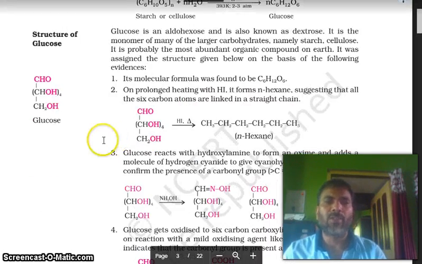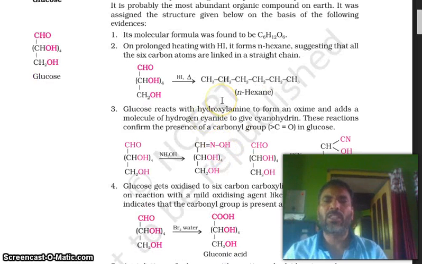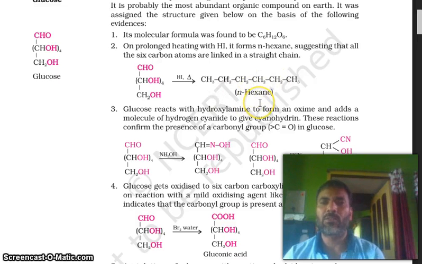In the same way, the structure of glucose. You see, its molecular formula was found to be C6H12O6. On prolonged heating with HI, it forms n-hexane. This is n-hexane, suggesting that all 6 carbon atoms are linked in a straight chain. So there are 6 carbons, all attached in a chain.